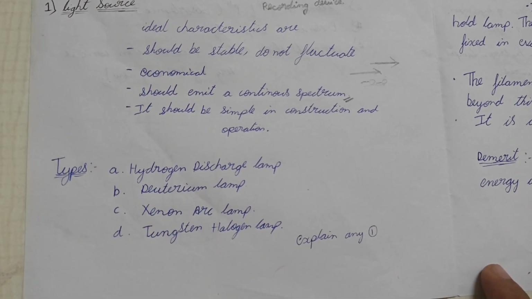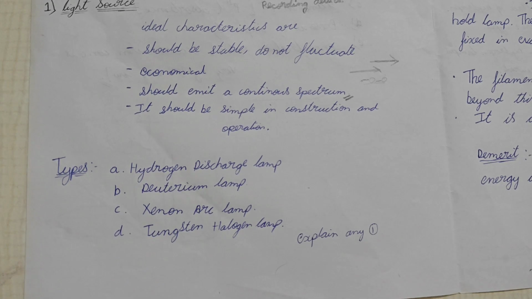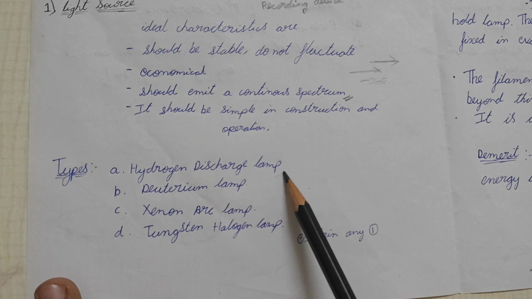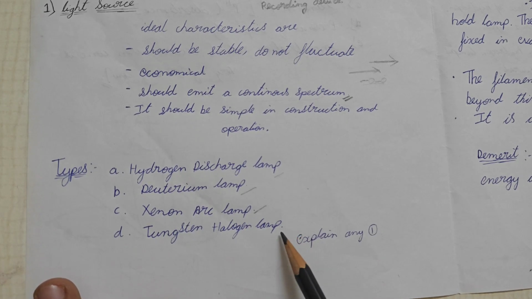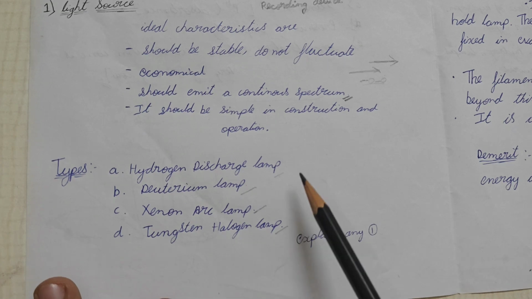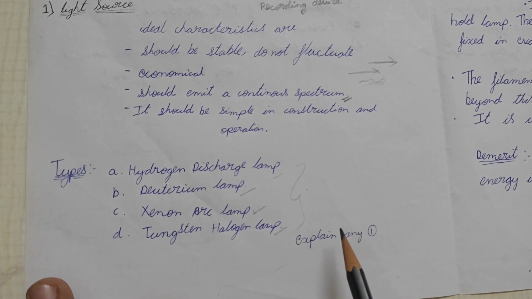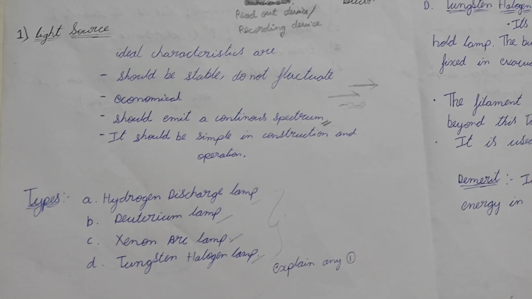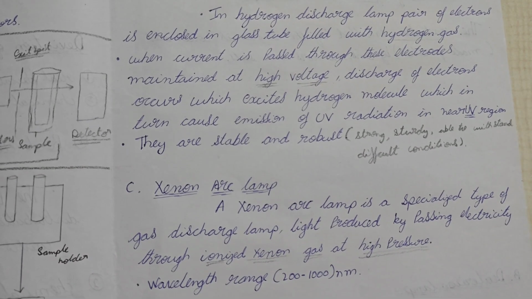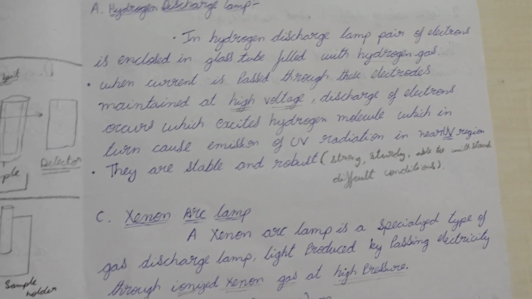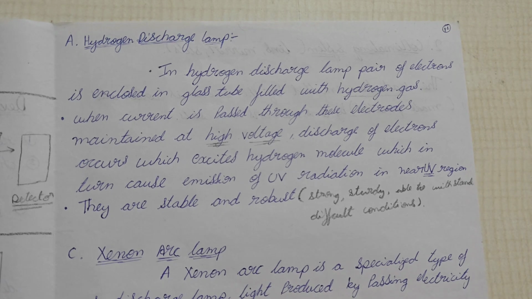There are many types of light sources, or many different types. First one is hydrogen discharge lamp, deuterium lamp, xenon arc lamp, and tungsten halogen. In exam, you can explain any one of them. Any one is enough, more than enough. I will explain any two. If you want, you can refer online or any other sources. I will explain three of the sources.